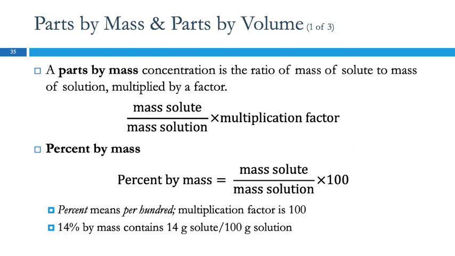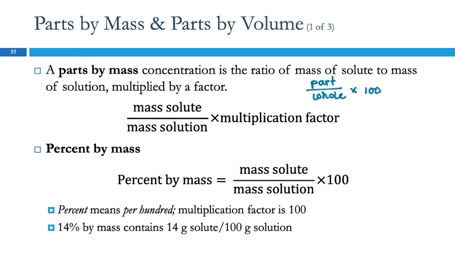Parts by mass, parts by volume. So this is all based on the general idea of percent, right? A percent is the part over the whole, the part over the whole times 100. Percent literally means per 100, right? So parts by mass, we've got that part over the whole, the mass of the solute divided by the mass of the whole solution, and then we're going to multiply it by a number. For percent, we're multiplying by 100.